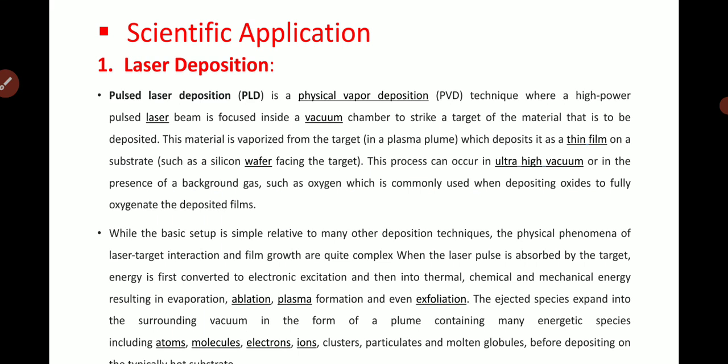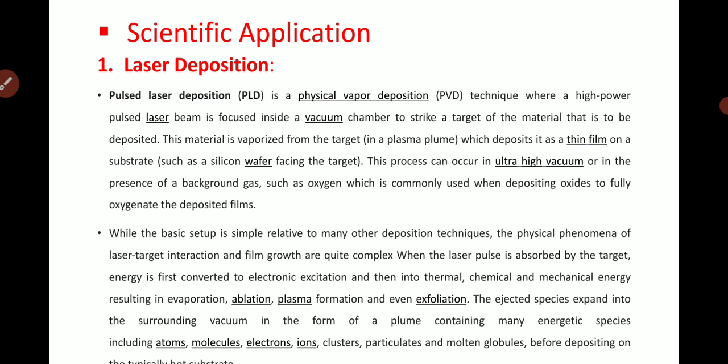Pulse laser deposition, PLD, is a physical vapor deposition, that is a PVD technique, where a high power pulse laser beam is focused. In this technique it is a high power pulse laser, not a CW. CW is a continuous wave laser, and this is the pulse laser.